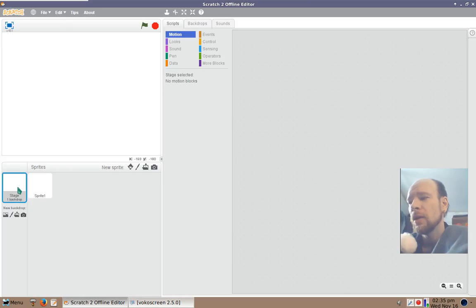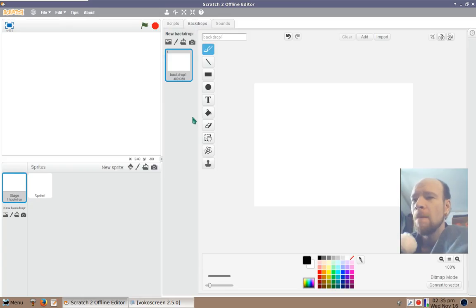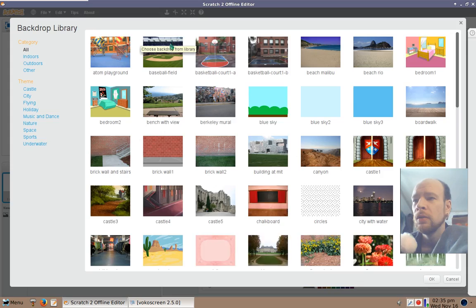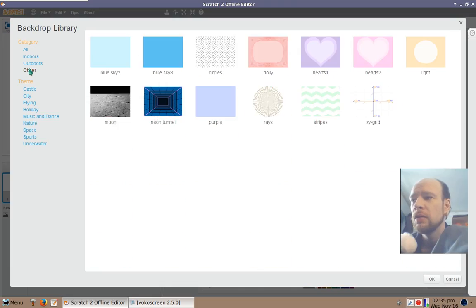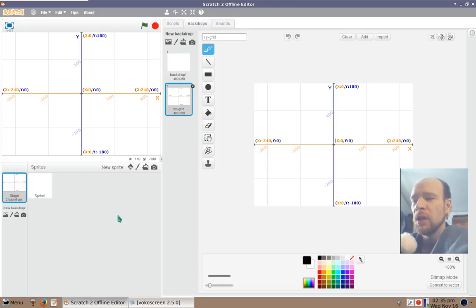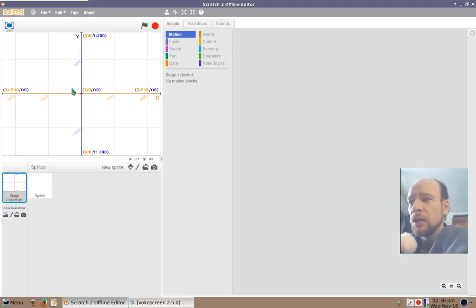In the backdrop is the stage. The stage is where everything occurs. The backdrop is its current, like what's actually on it. Displayed on it. And you can either pick your own or draw your own, you know, download a picture or whatnot, or draw it and put it on there. I'm going to use this XY grid for now, just so you have an idea of how things move around.